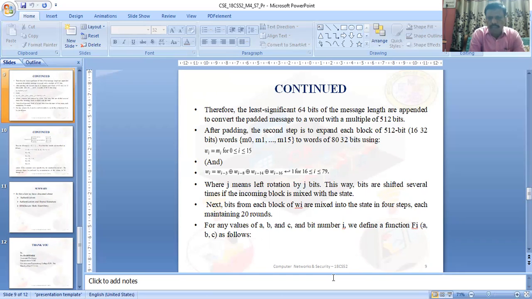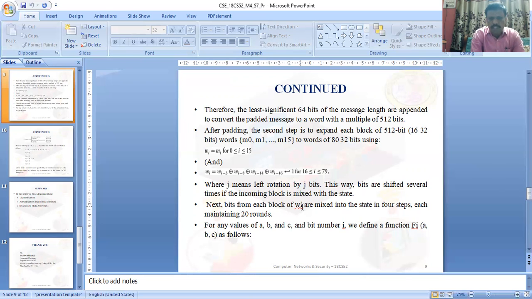Each block of 512 bits is divided into 16 words of 32 bits, M0 to M15, and expanded to 80 words. W_i equals M_i for 0 less than or equal to i less than or equal to 15. For 16 less than or equal to i less than or equal to 79, W_i is W_(i-3) exclusive or W_(i-8), W_(i-14), W_(i-16), rotated left by one bit. Here the left rotation of j bits is the way it is shifted several times. The incoming block is mixed with this state.